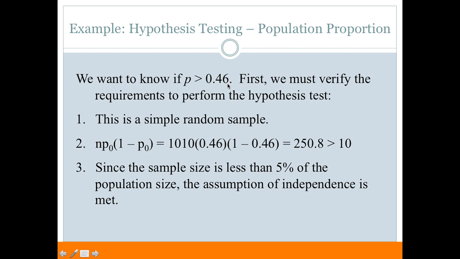Very first thing we're going to do, though, is verify that the requirements have been met. So it's a simple random sample, so that's fine. And n times p naught times 1 minus p naught, if we do this, we have 1,010 times 0.46. Again, this is from our null hypothesis. Times 1 minus 0.46 is 250.8, which is greater than 10, so that's good. And the sample size, 1,010, is a pretty small sample size. We're interested in, I think it said all adults. So this is definitely less than 5% of your population size. So the assumption of independence is also met.